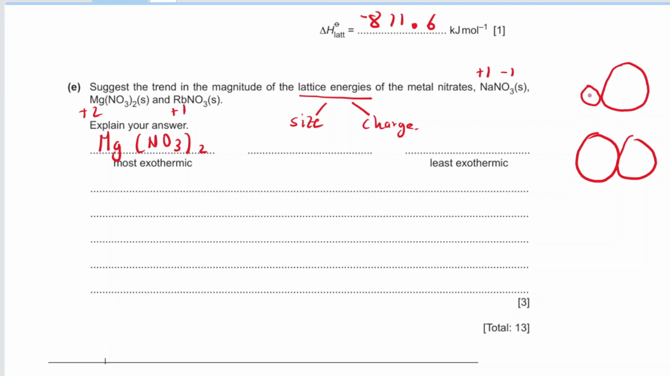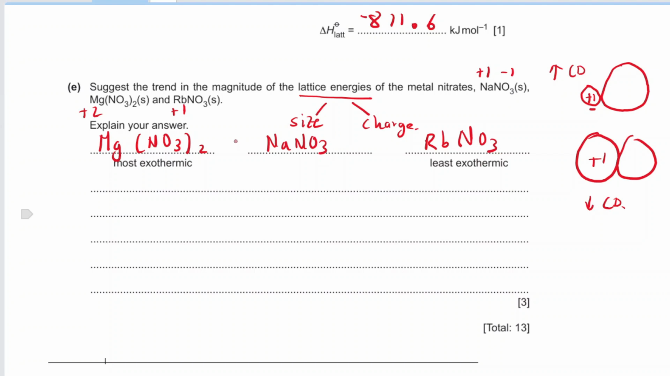Here sodium is smaller, so the positive 1 charge has a greater charge density. So that means that this one will be more exothermic because of the greater charge density, while the one in rubidium has a lower charge density. So the sodium one will be more exothermic because the more the charge density, the more the lattice energy, right? So here we will keep sodium NO3, and for the least exothermic, it's going to be RbNO3.